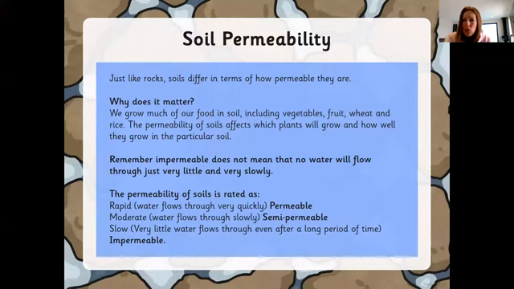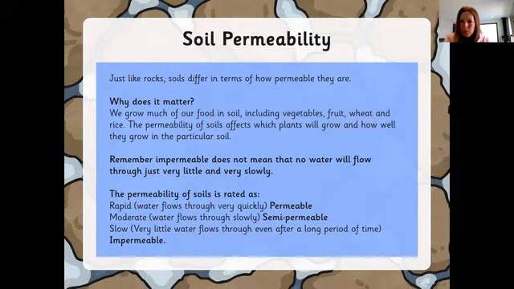Okay, so we have to really think about those soil types before we decide what types of food we are planting there and how we're using that soil. So remember, impermeable does not mean that no water will flow through, just very little and very slowly. Okay, so the permeability of soils gets a rating of how permeable it is.